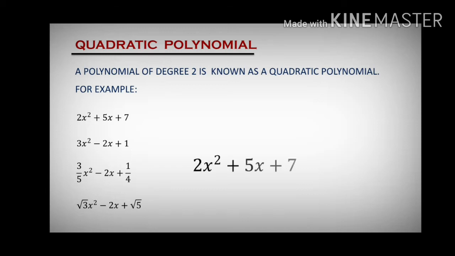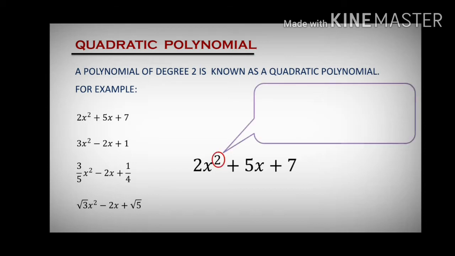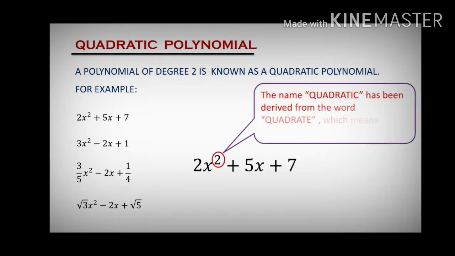Here, in all these types, we find a pattern, that is, the highest power is 2. Hence, the name quadratic has been derived from the word quadrat, which means square. So, a polynomial of degree 2 is known as a quadratic polynomial.